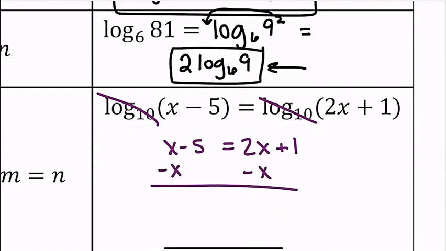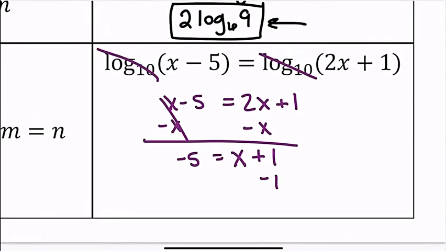I'm going to move x first. That's going to cancel. 2 minus 1 is 1. And then I was adding a 1. The opposite is subtract a 1. And that would give me x equals -6.